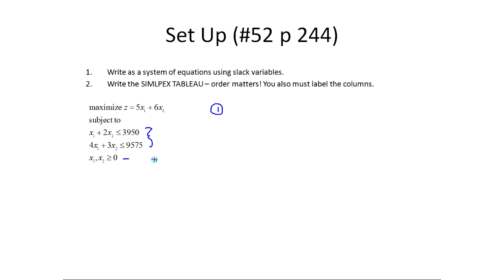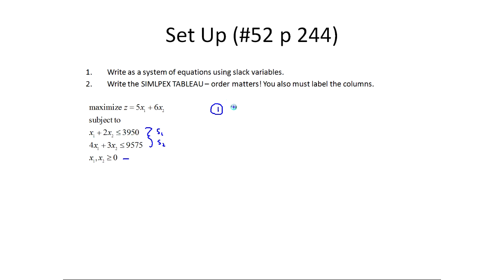Every constraint gets a slack variable. What you can think of is a slack variable makes up the slack between the left and the right-hand side. So if this is actually smaller than or equal to 3950, there must be some number I can add to it to get 3950. And so that will be our slack variable. So this will be a slack variable of s1 and s2. Each constraint gets its own slack variable. And so what I'll do is write this out as an equality with that slack variable.